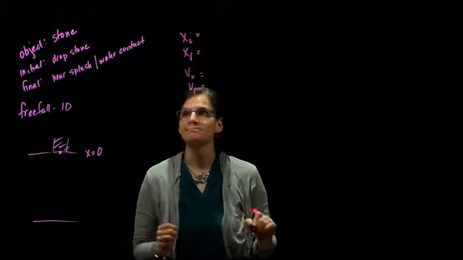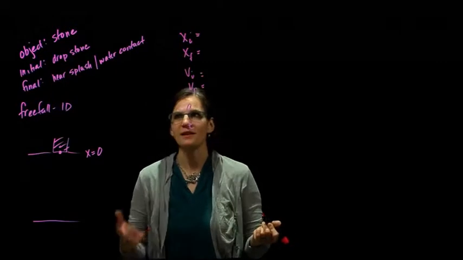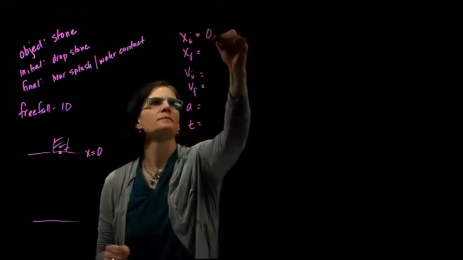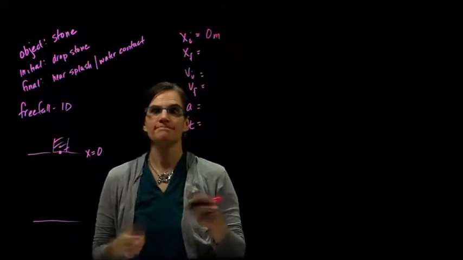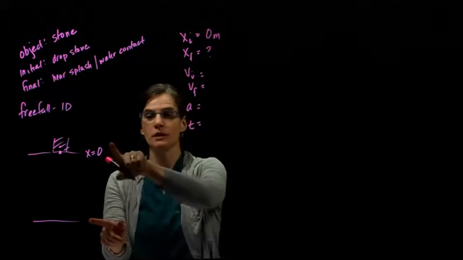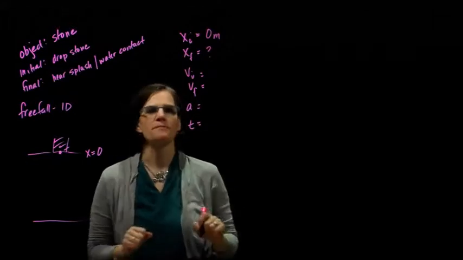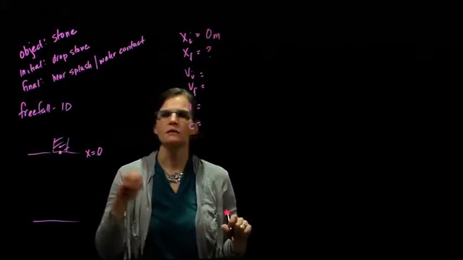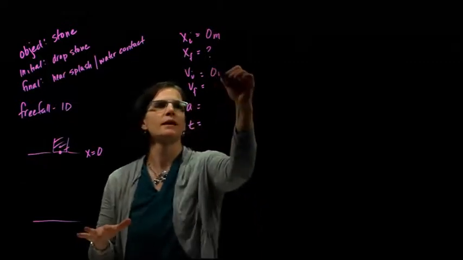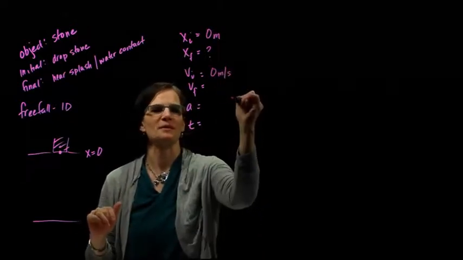Initial position: when do we start caring? We start caring when the stone is dropped. I've defined that as the origin. Final position, don't know, not given in the problem. Where that water is relative to the top, we don't know. Initial velocity: the stone is dropped. How fast is it moving when we let go of it? Right at the beginning, it's moving at 0 meters per second.